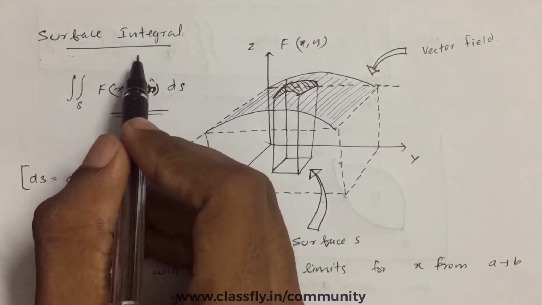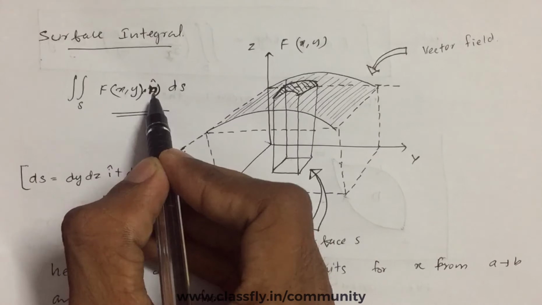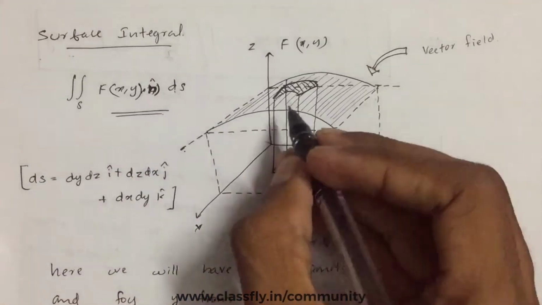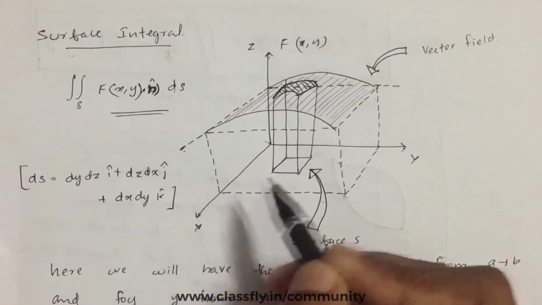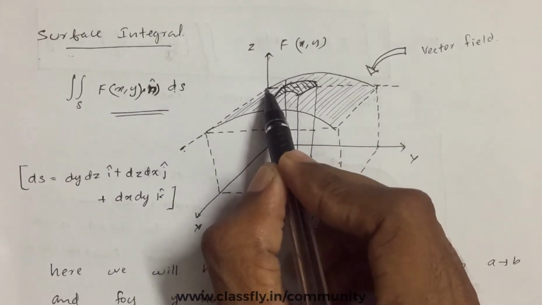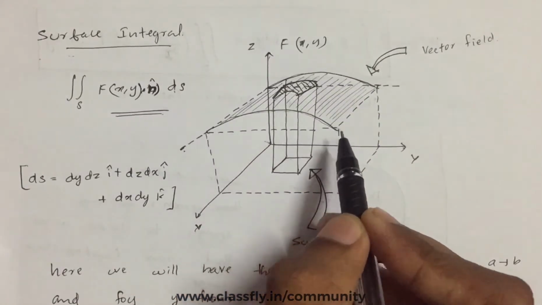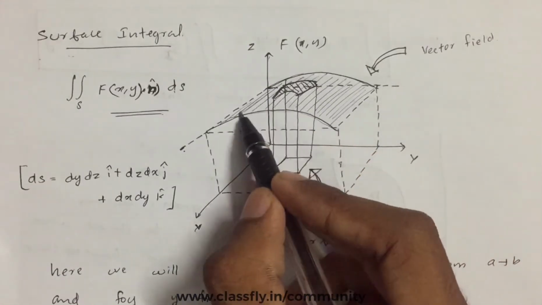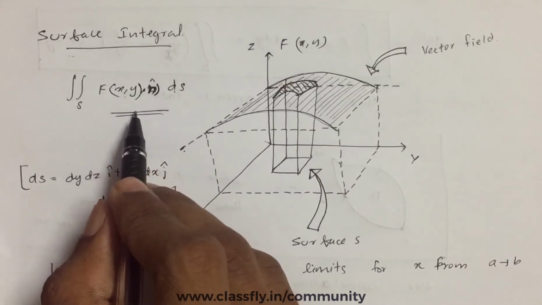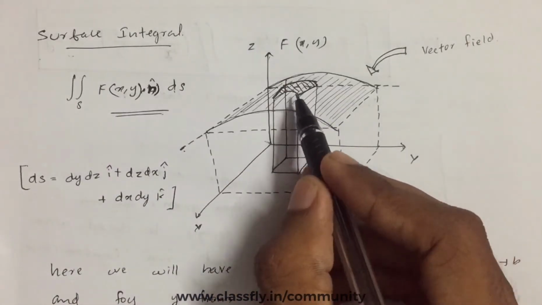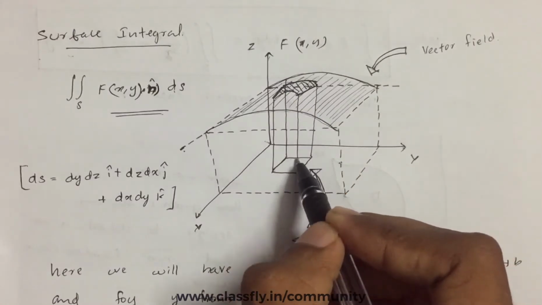Coming to surface integral, double integral S f of xy dot n cap ds. Here this is the z axis, this is the y axis and this is the x axis. Consider a vector field, a surface over this region. This is the surface and we have to integrate this thing. So the geometrical representation is we are projecting this area into the xy plane.